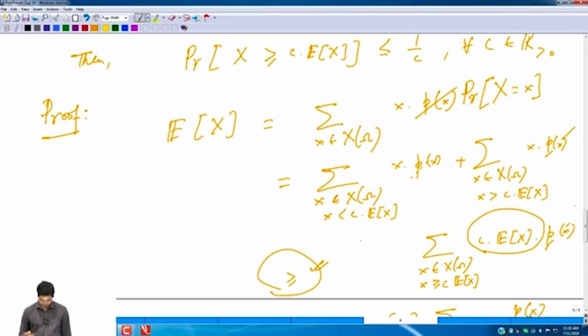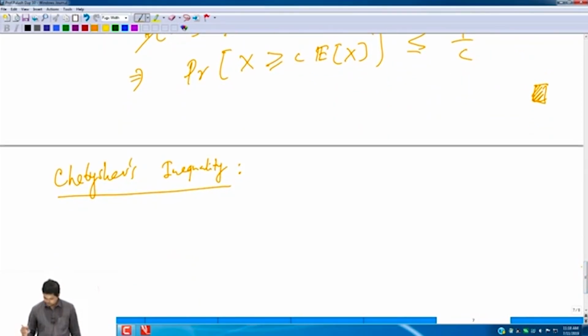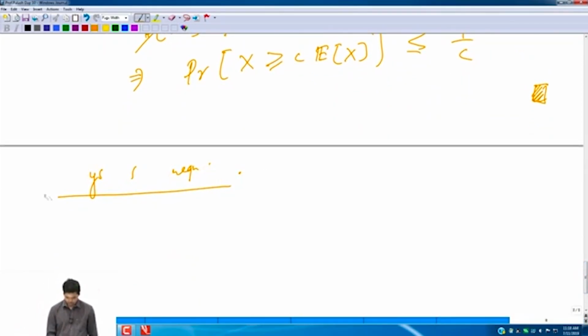Yeah, yeah, yeah, of course I can give. And yeah, so let's not do Chebyshev inequality now, and let's see some examples.